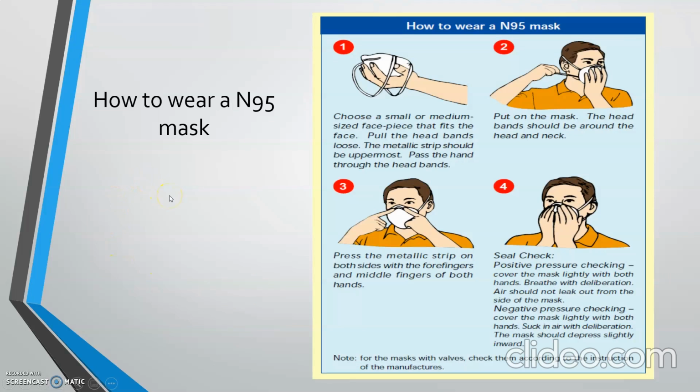So this is how you need to wear a N95 mask. You choose a small or medium size face piece that fits the face. Pull the headbands loose and the metallic strip should be uppermost, and then you put on the mask. Headband should be around the head and neck, and then you press the metallic strips on both sides with 4 fingers, and then you seal check. Positive pressure checking, we mean cover the mask lightly with both hands. Breathe with deliberation. Air should not leak out from the side of the mask. For negative pressure checking, cover the mask lightly with both hands, suck in air with deliberation, and the mask should depress slightly inward.